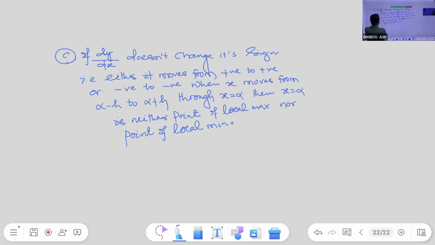If dy upon dx doesn't change its sign, that is, either it moves from positive to positive or negative to negative when x moves from alpha minus h to alpha plus h through x is equal to alpha, then x is equal to alpha is neither a point of local max nor a point of local min. Okay.